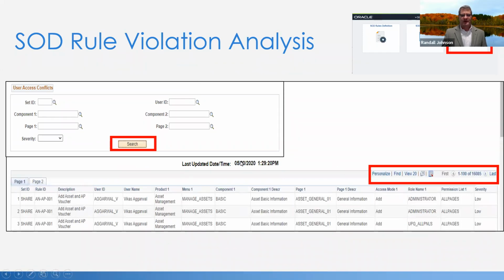And we have 16,085 violations in the first run of our engine. That's a lot, folks. That's a lot of violations. We may even take a look and notice over here, I got this role named administrator that's showing up, okay, with all pages. So we may need to do something about this in a production environment.